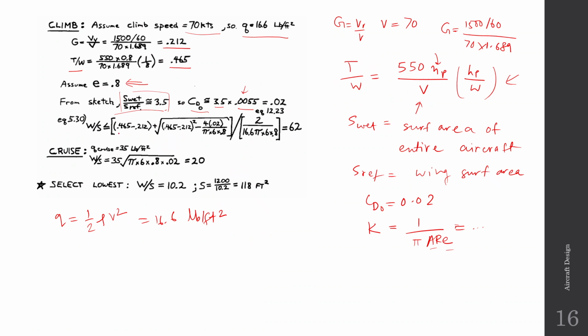So you see, he has put T by W minus wing gradient plus thrust loading minus wing gradient minus all these terms divided by these terms. So from here you get W by S is 62. Required W by S for climb is 62. Now we come to the cruise section.